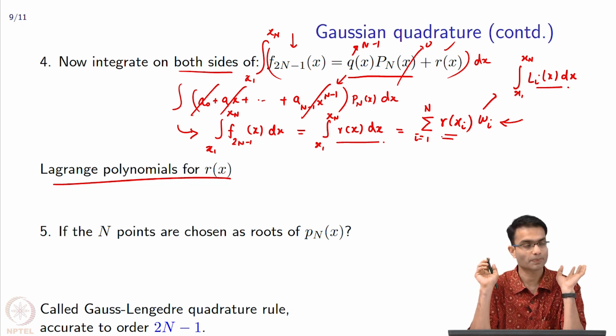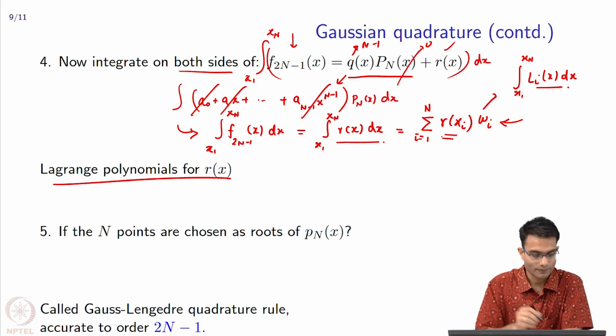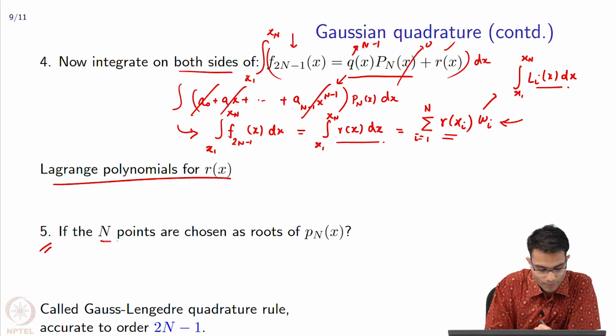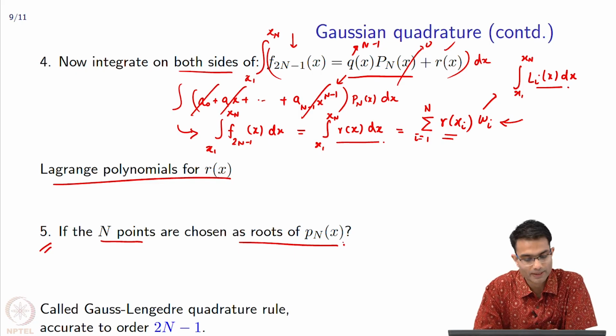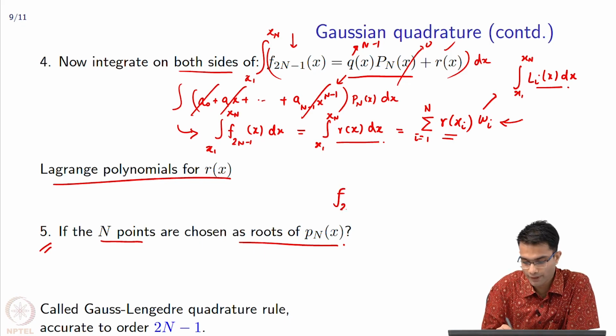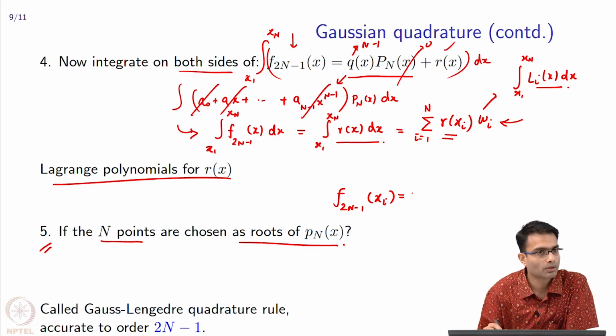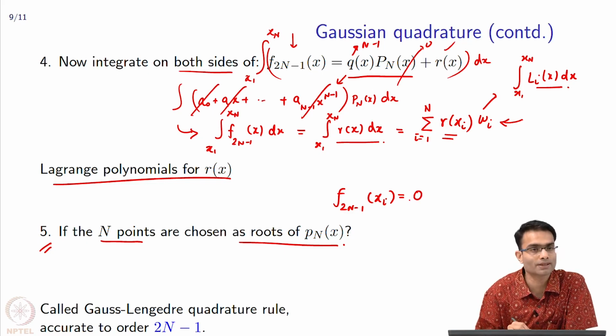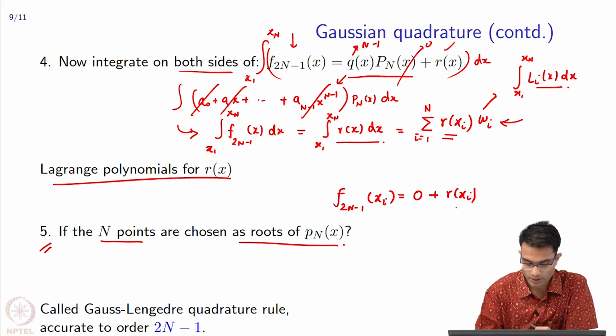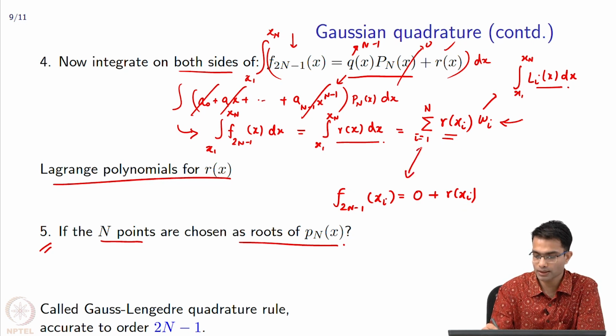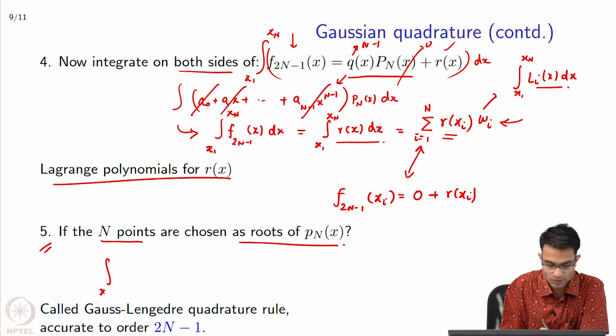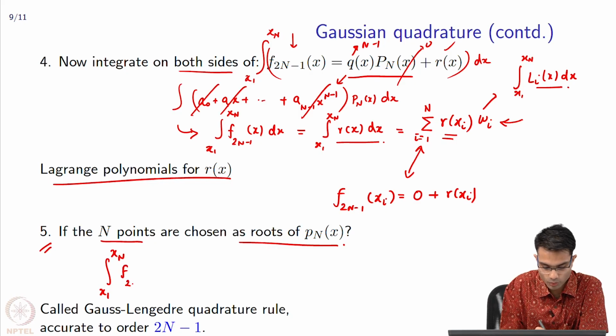Okay. So, now let us play the final card of tricks, which is step 5, that if the n points are chosen to be the roots of Pn(x). Okay. So, what can I say about f2n minus 1 at xi? What will its value be equal to? Right. So, it will be 0 because it is the root of Pn(x), plus r of xi, right.